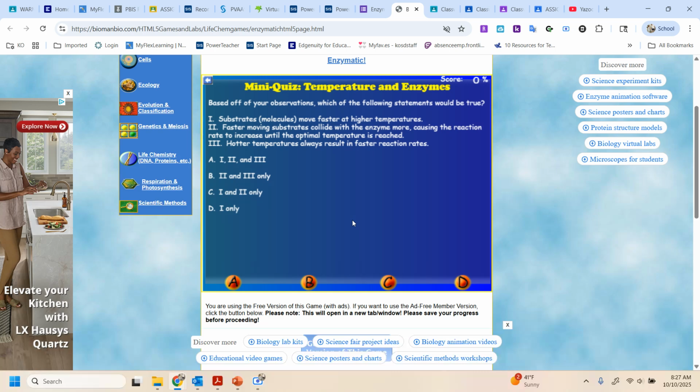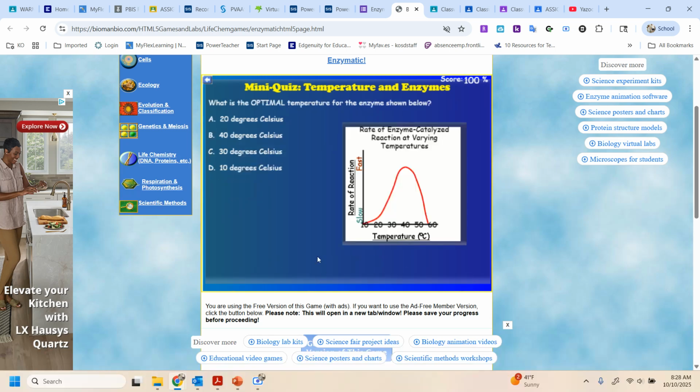Did the substrate molecules move faster at higher temperatures? Yes, they did, right? Got hotter, the molecules move faster. Is it true that faster moving substrates collide with the enzyme more, causing the reaction rate to increase until you get to that optimal temperature? Yes, that's also true. Is it true that hotter temperatures always result in faster reaction rates? No, it is not, because even though the substrates are moving faster, my enzyme was denatured and it doesn't work at all. So we're going to click C, and it says, oh, you're so smart, you are correct.